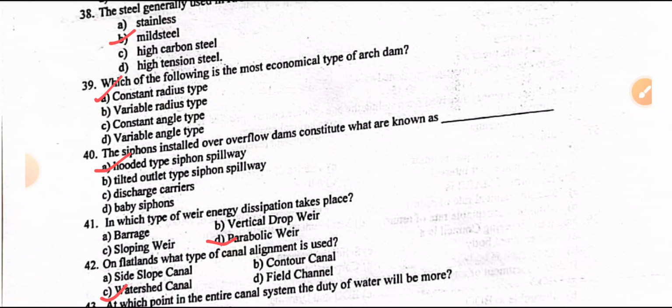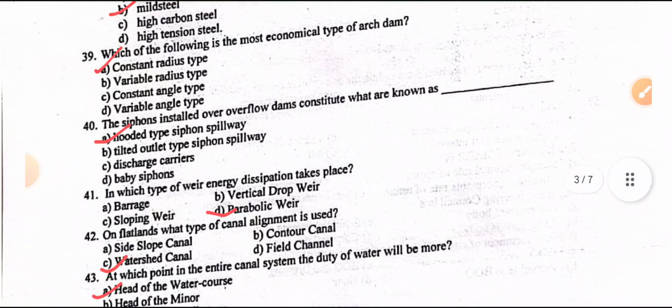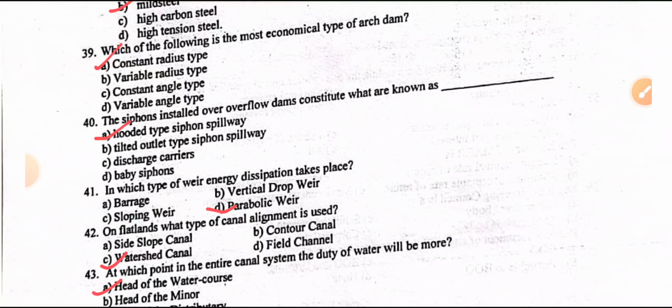Overflow dams constitute what are known as hooded type siphon spillway. In which type of weir does energy dissipation take place? Parabolic weir. In the parabolic weir, energy is lost, energy is decreased, energy gets reduced, or energy gets dissipated in the parabolic weir.